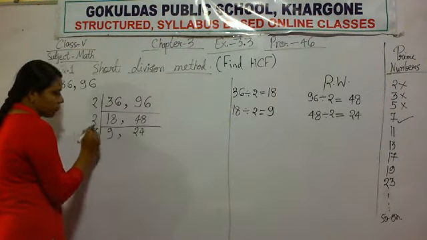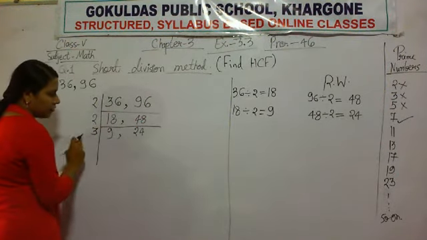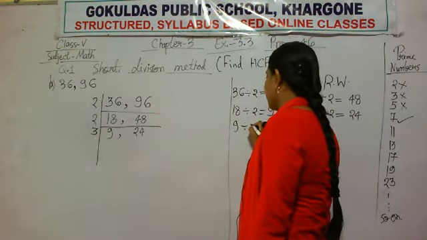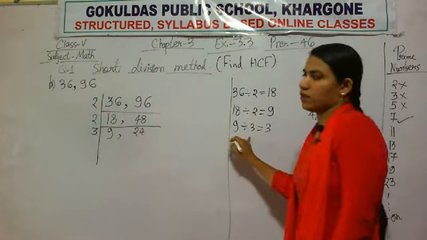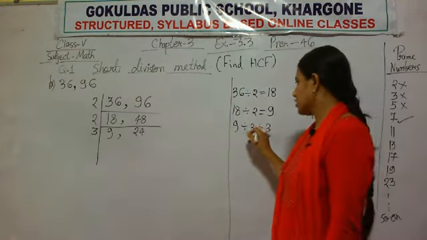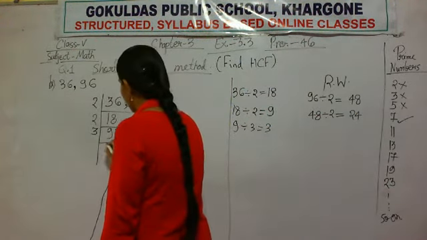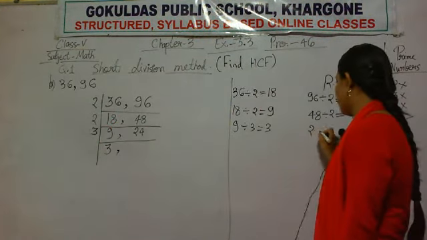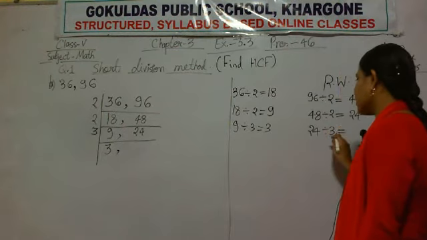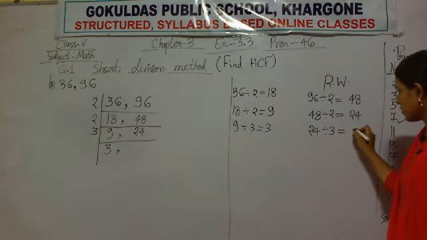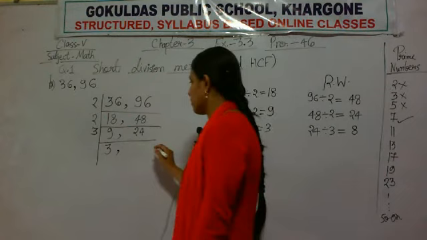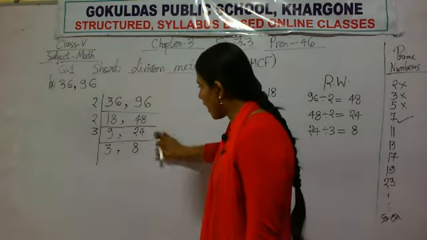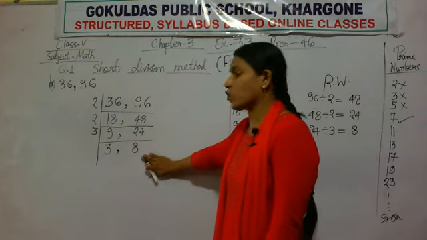So now our next prime number is 3. So I am taking the number 3. So when we divide 9 by 3, 3 threes are 9, right? So my quotient is 3, so I am writing 3 over here. Now the next number, 24 divided by 3. 3 eights are 24, right? 3 eights are 24. So now I need to stop my division process over here.